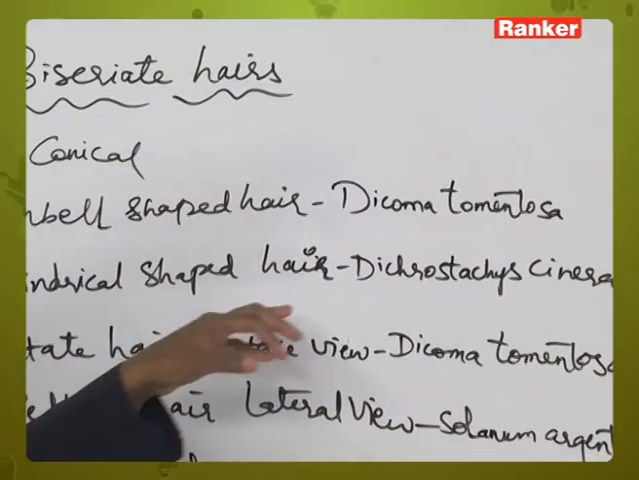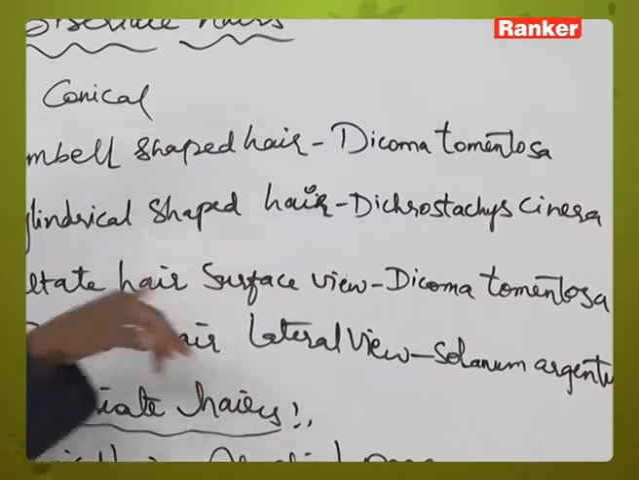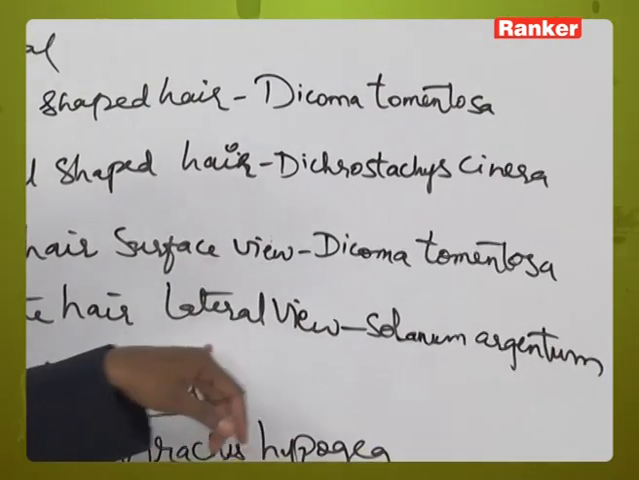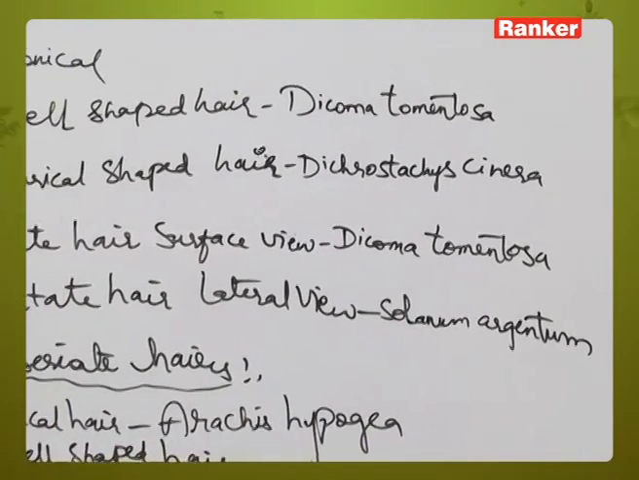For cylindrical shape, it is Dichrostachys cinerea, and peltate hair in surface view is again Dichoma tomentosa. Peltate hair in lateral view is Solanum argentum. So these are the examples which are important from the exam point of view.